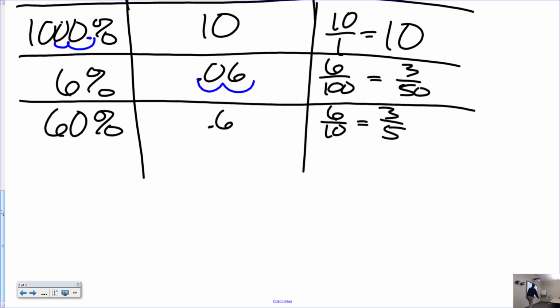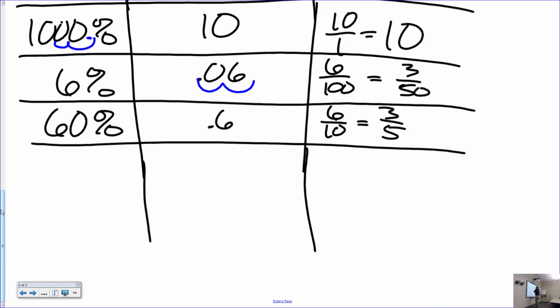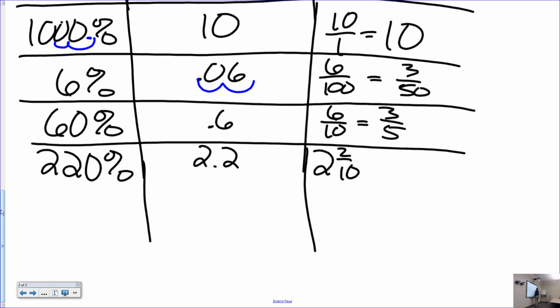All right. So what if I had 2.2? 220%. Good. And 2 and 2/10, or 2 and 1/5. Yes. And again, you can also write it as 22/10, which equals 11/5, if you want to go improper. Either way. All right, not bad.